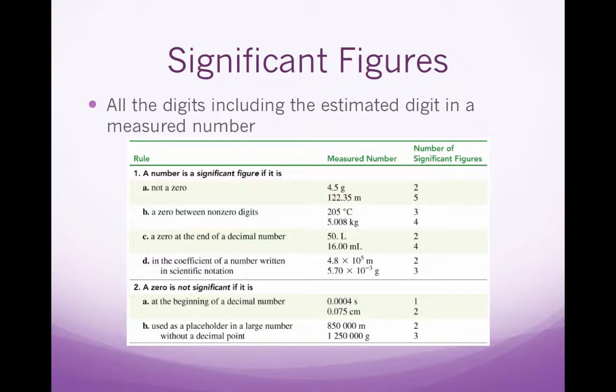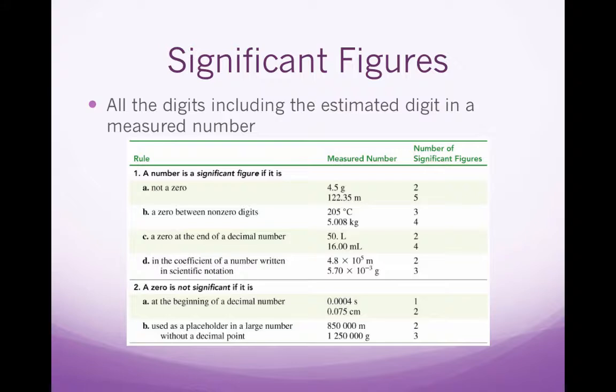The final rule for significant numbers is that a number is significant if it's in the coefficient of a number written in scientific notation. So 4.8 times 10 to the 5th meters, our coefficient has 2 digits, it's 2 significant figures. 5.70 times 10 to the negative 3rd grams, 3 significant figures. Our coefficient is 5.70, there's 3 digits, 3 significant figures. So as you can see, scientific notation isn't just helpful for looking at numbers that are really big or really small, it also really shows you what your significant figures are.